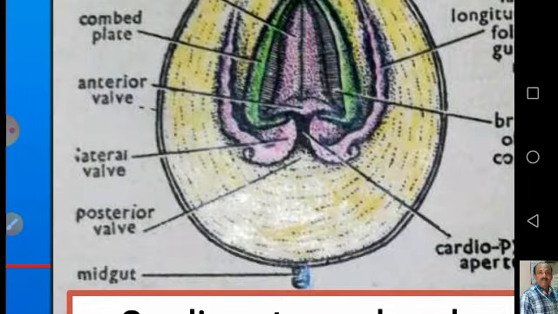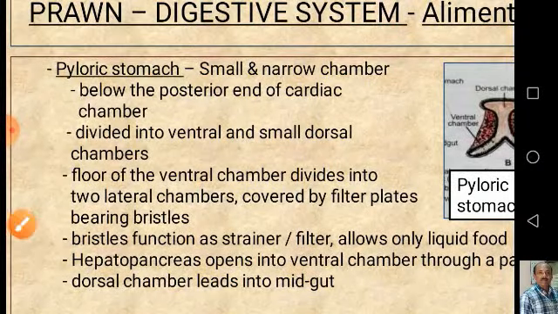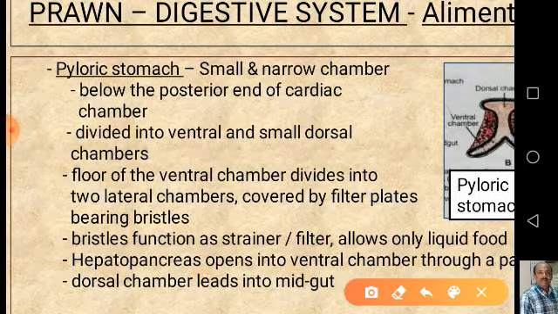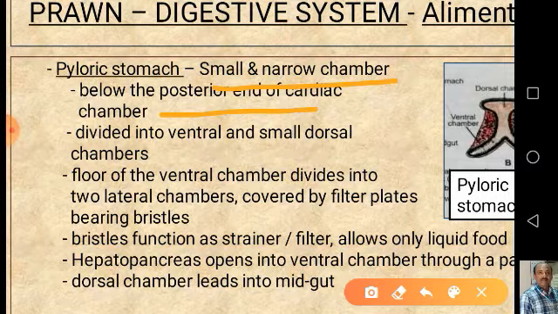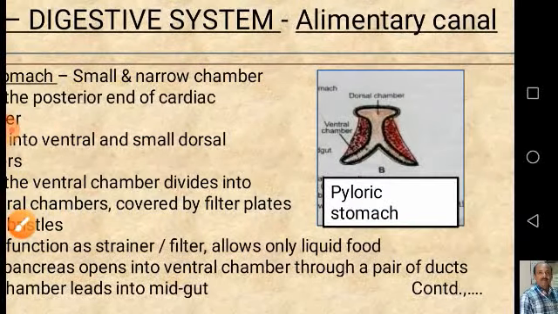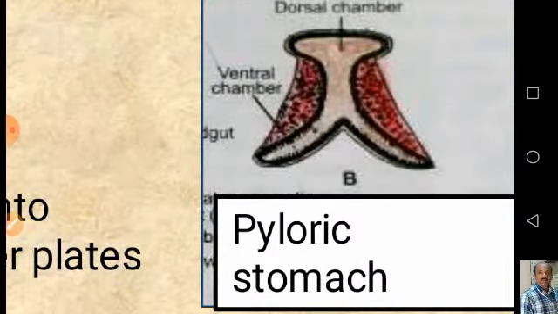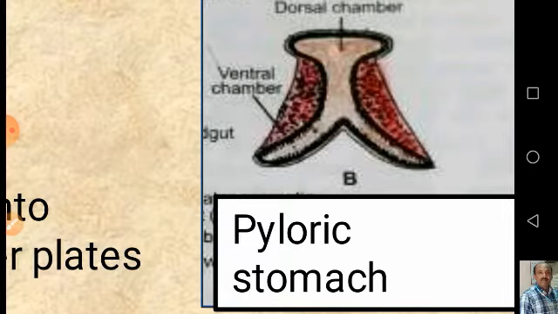Now coming to the pyloric stomach. I told you, when compared to the cardiac stomach, the pyloric stomach is a small narrow chamber, and it is present below the posterior end of the cardiac chamber. It divides into two small sections, and we can have a look at the figure. Here is the small pyloric stomach, and the cardiac stomach leads into the pyloric stomach through the cardiopyloric aperture, which is guarded by many valves.